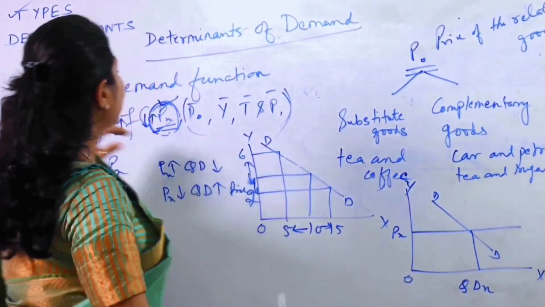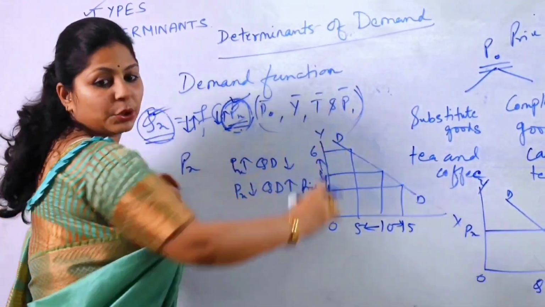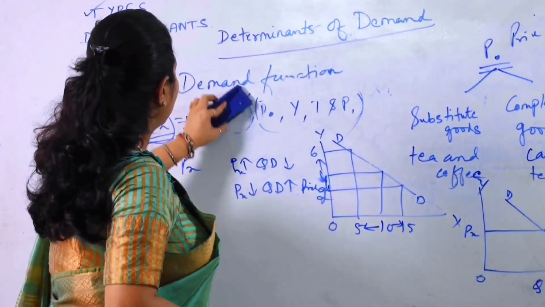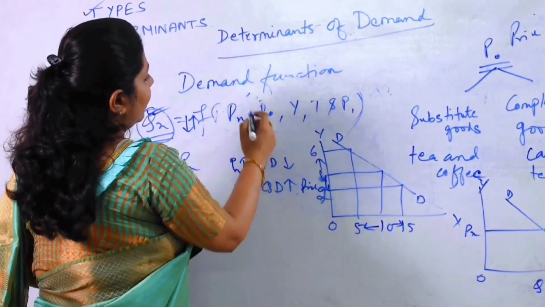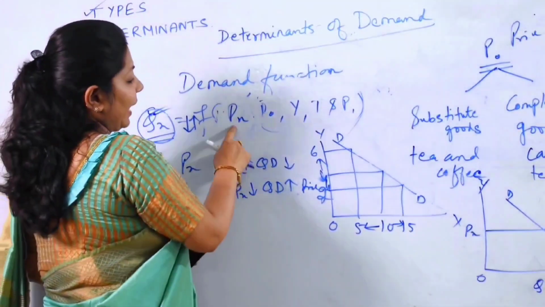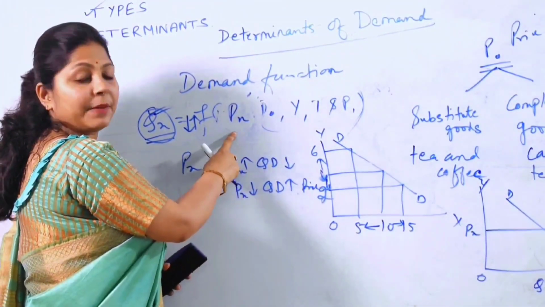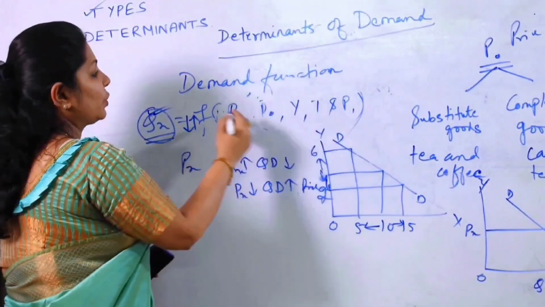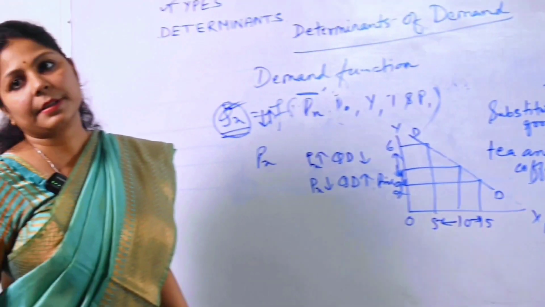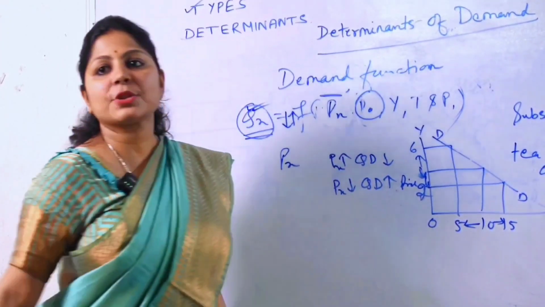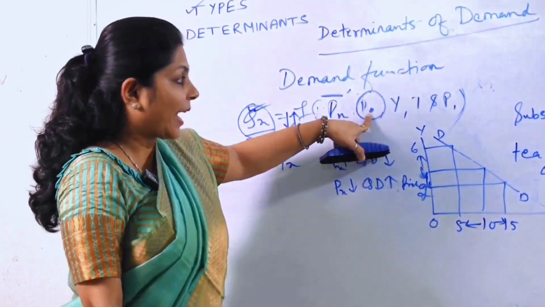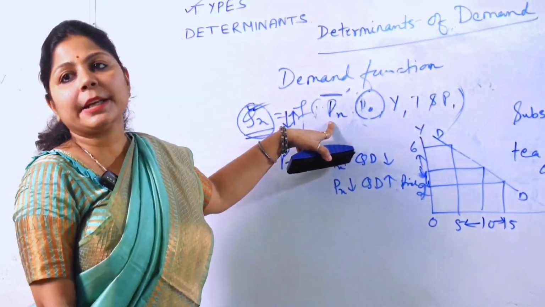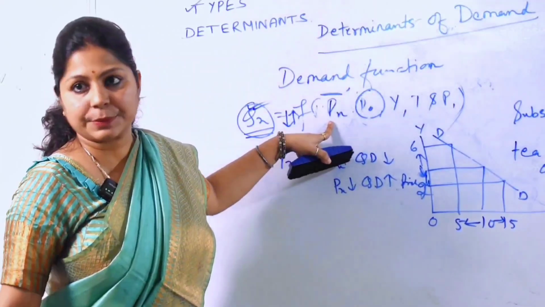as I earlier said, when price of the particular commodity fluctuates, then other things remain constant. But if any of these factors fluctuate, then price will remain constant. So now we are discussing the price of related goods. If price of the related goods is fluctuating, then the price of the commodity in question will remain constant. That means it will not change.